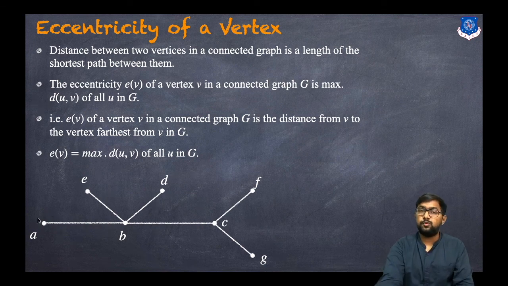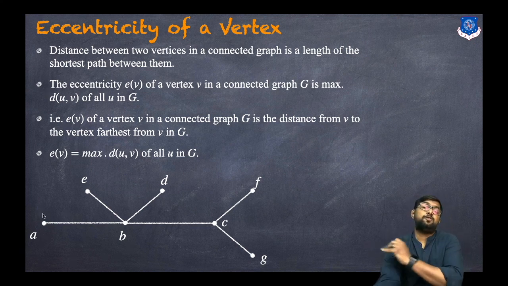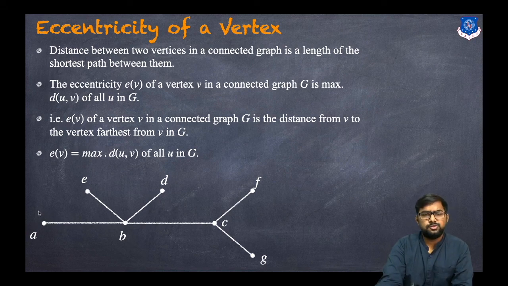So what is the eccentricity of A? That means the distance from A to the vertex farthest from A in the given graph. As you can see, we can reach from A to B, so the distance is 1. We need to find the farthest distance from A to any vertex. So we can go from A to B, that is 1. Now A to C, that is 2, and A to F, 3. So I think this is the farthest distance.